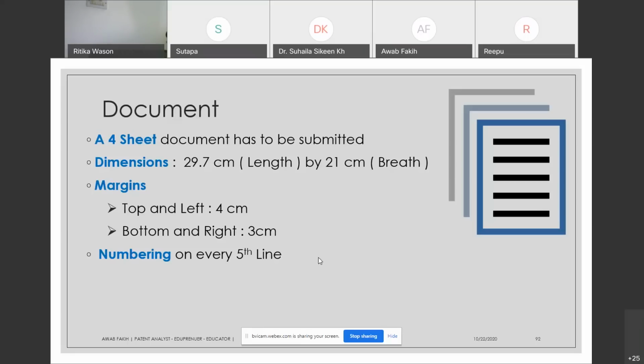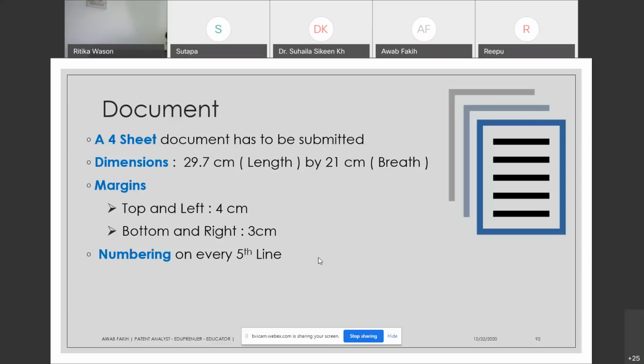One more thing, like we have already mentioned the numbering of every sheet. Last, very important thing, which normally we don't follow in any other document: we have to number the lines of a particular sheet. For example, if in one sheet you have 25 lines, we number every multiple of 5. The fifth line is number 1, the 10th line number 2, the 15th line number 3, the 20th line number 4, the 25th line number 5.